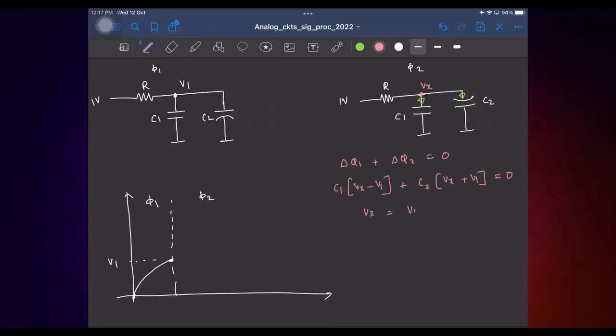From this you will find Vx. Vx is V1 times (C1 minus C2) by (C1 plus C2). So the voltage drops. It makes sense because you are connecting the capacitors with opposite polarity, and if the capacitors are equal, it goes exactly to zero. So it basically drops to some value. If this voltage was V1, this is some alpha V1, where I call this alpha.